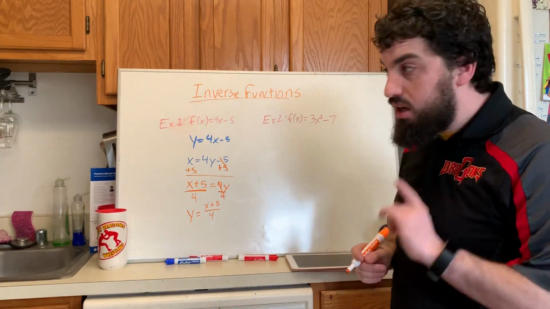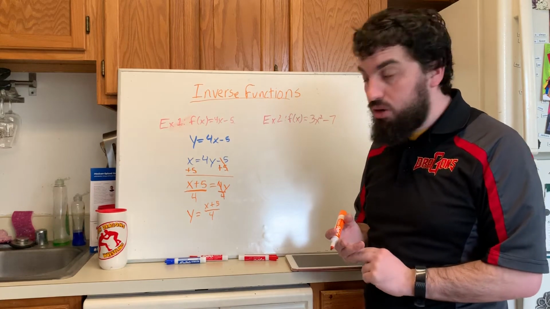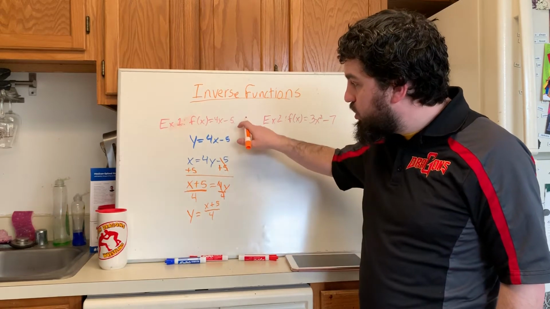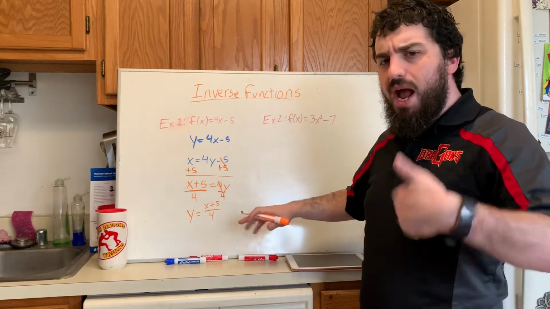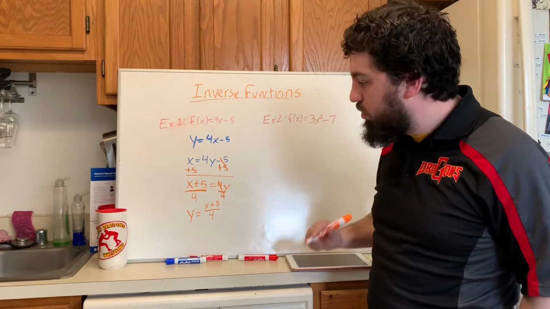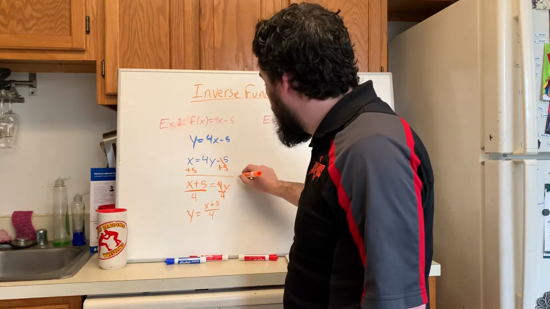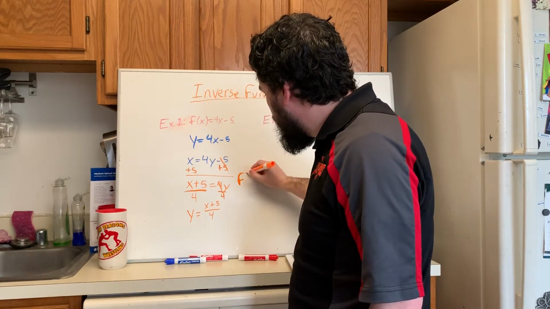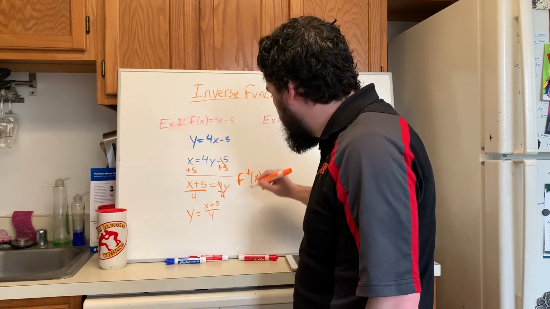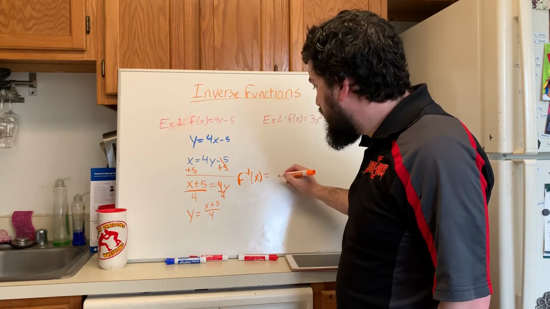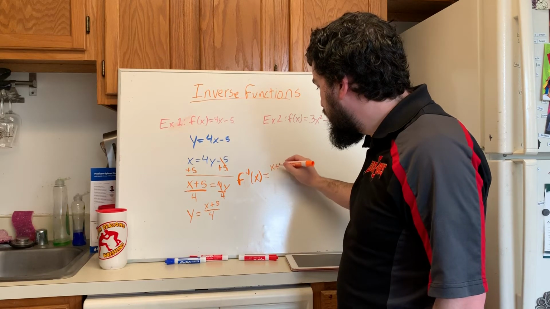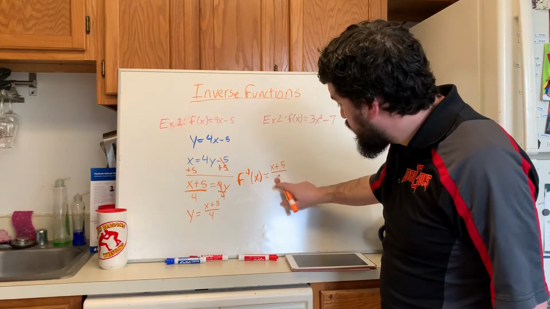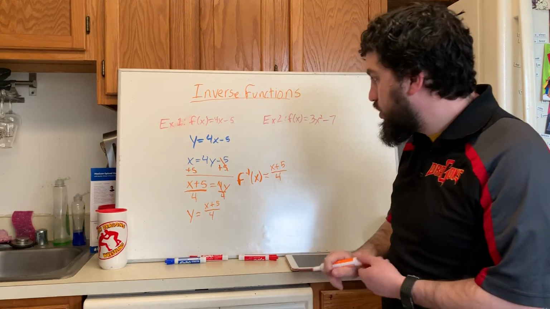Now the final thing I said we have to do is write it technically as f inverse, because this function and this function, though inverses, we're not actually saying they're inverses right now. In order to say that, I want to utilize f inverse, so I'm going to put the negative 1 there, of x is equal to x plus 5 over 4. So that is my inverse.